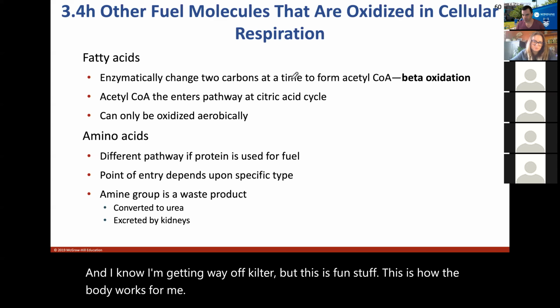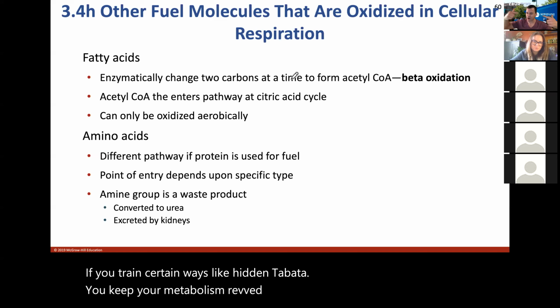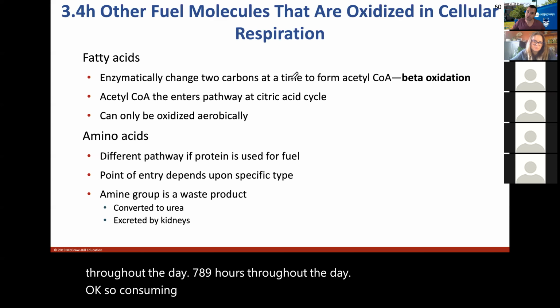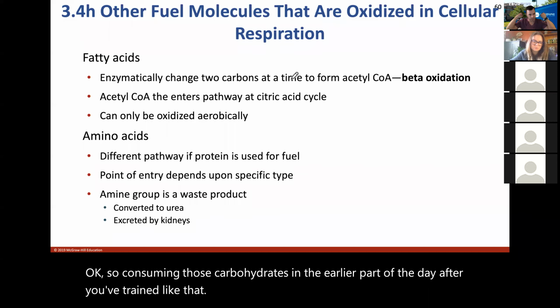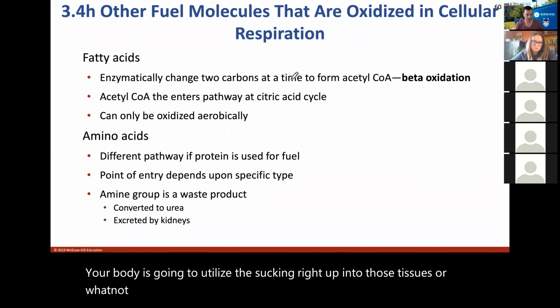If you train certain ways like HIIT and Tabata, you keep your metabolism revved up and running for several hours longer throughout the day, 7, 8, 9 hours. So consuming those carbohydrates in the earlier part of the day after you've trained like that, your body's going to utilize them, suck them right up into those tissues, and utilize them instead of turning them into the F word. And no one likes the F word. Okay.